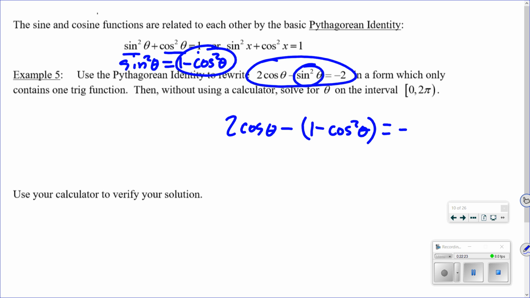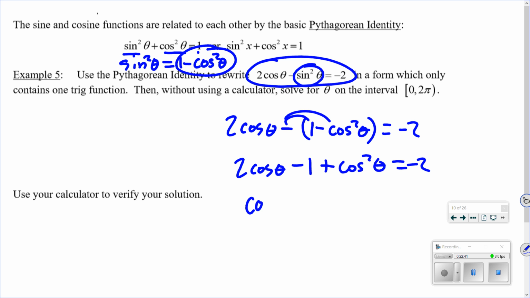equals negative 2. Okay, I'm going to distribute that through. I want to try solving this equation. So I have 2 cosine of theta minus 1 plus cosine squared of theta equals negative 2. This looks hard, but I'll show you how we can do this. Let's rearrange things. I'm going to put the cosine squared first. So I have cosine squared of theta plus 2 cosine of theta. And then I'm going to add the 2 over with that. So it ends up being plus 1.